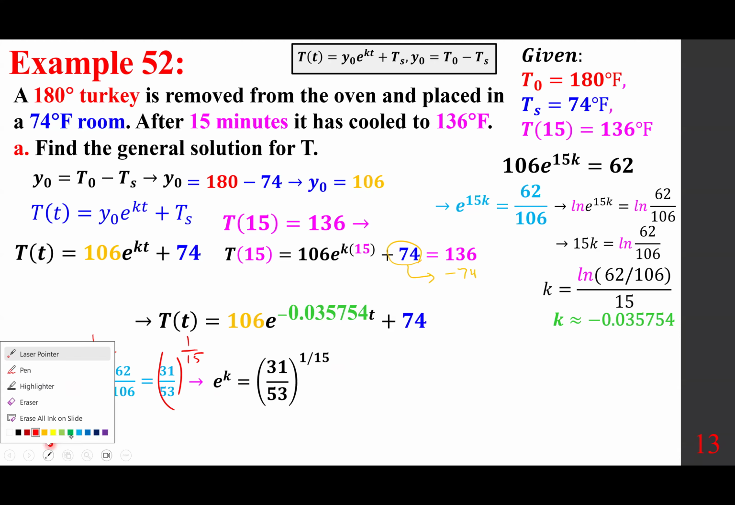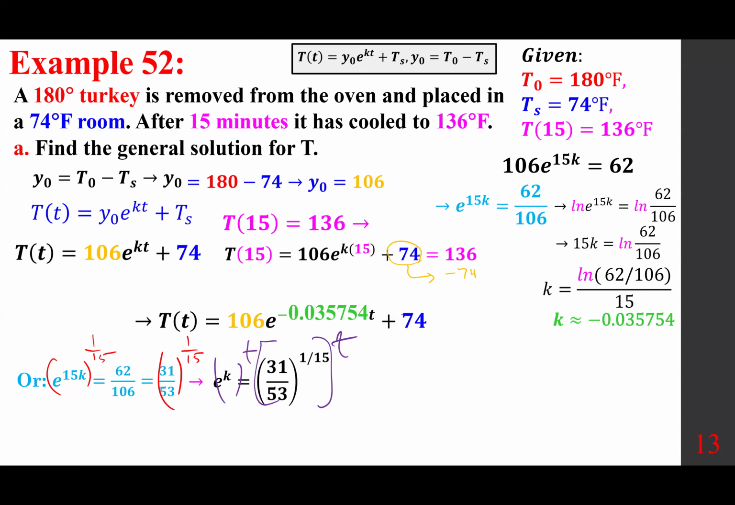Let me just do this in this fashion. I raise this to the power of t, this one to the power of t, and we get e to the power of kt is 31 over 53 to the power of t over 15. So I want to go back here and say T of t is 106 e to the power of kt. So solve for e to the power of kt, replace it with this, plus 74. Does it make any difference here? Not much, okay?